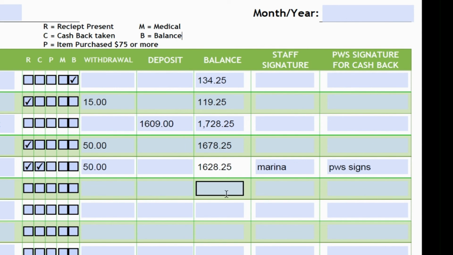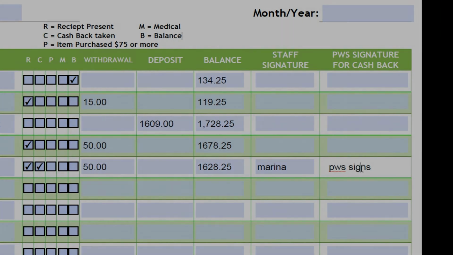1628.25. And at this point, this actually segues us over to the cash register training, because if TLC supports the person with cash management, they have what's called a cash register. And we are going to do that training next. However, if you are supporting someone that manages their own cash, then you can end the training here. As long as you signed and the person you support signed there, you are good to go.